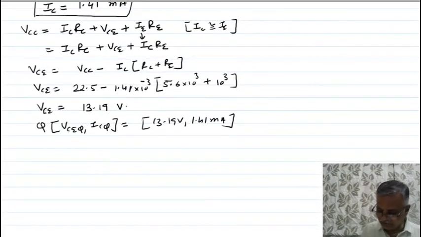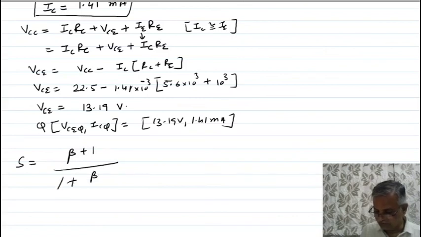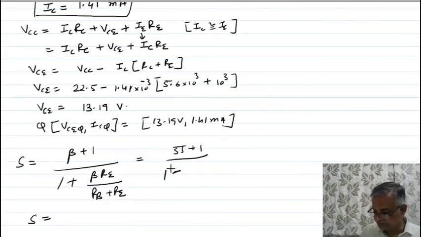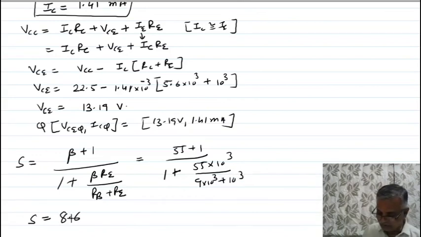And I will find the stability factor. S is given by beta plus 1 upon 1 plus beta into RE upon RB plus RE. So this is 55 plus 1 upon 1 plus 55 into 10 raised to 3 upon... RE is 1 kilo ohm, RB 9 kilo ohm plus 1 kilo ohm. S you will get 8.6.